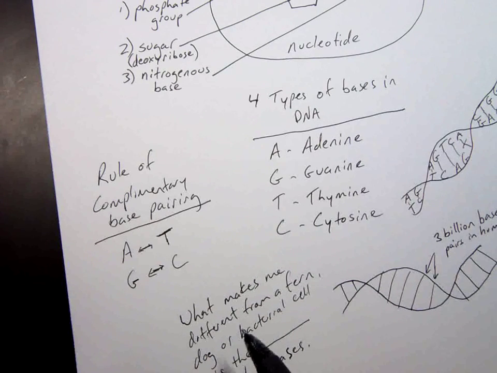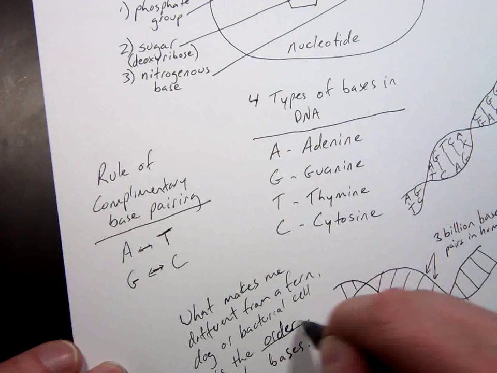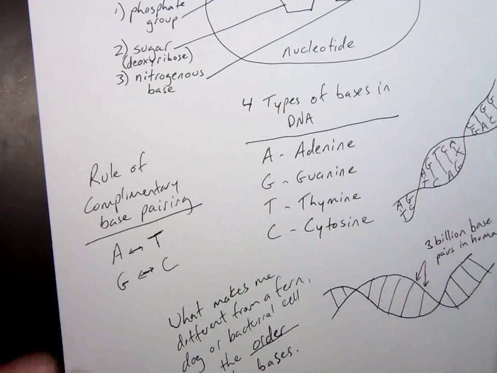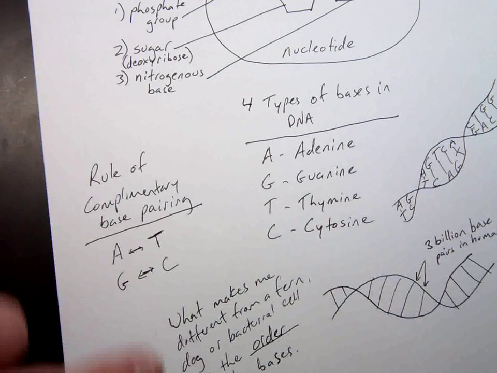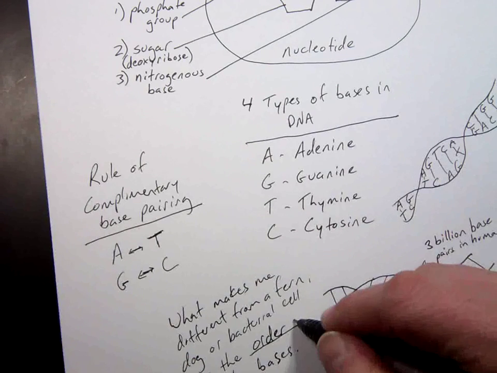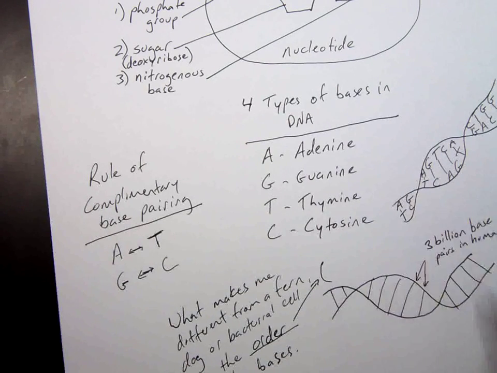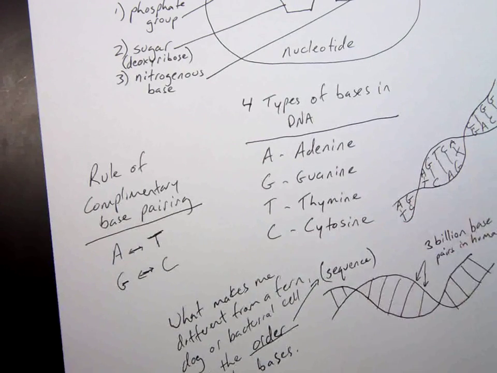What makes you and me, ladies and gents, both different from each other and different from ferns, dogs, or bacteria is the order of the bases. What order these letters go in is what makes us all different from one another and different from all of the living things. All living things have this stuff. Okay? But what makes us different from them is the order. I could also use another word for this. So if you see this, I don't want you to get confused. The other word is sequence. Heard that before. If you see the word sequence, I don't want you to get confused. It means the same thing as order.